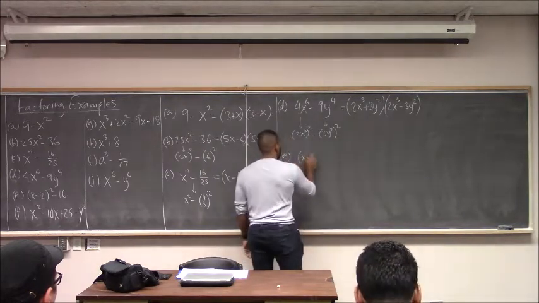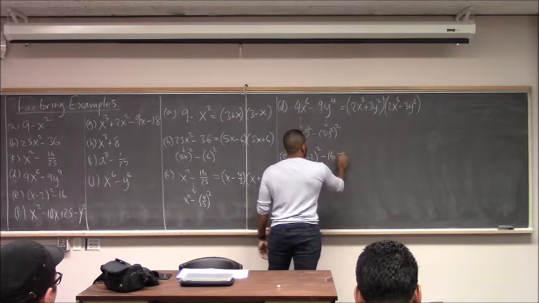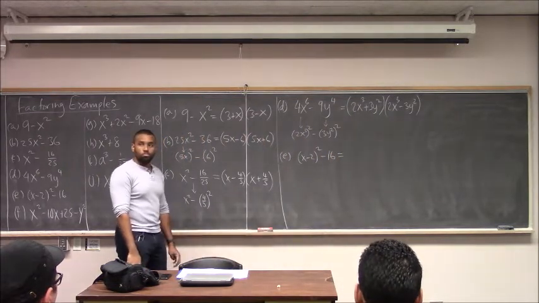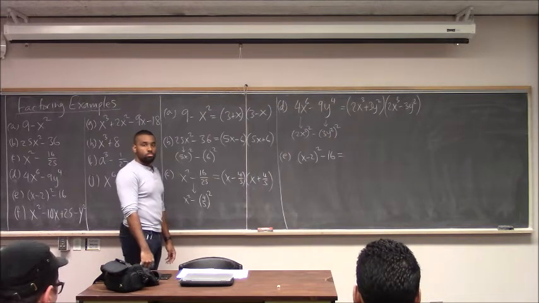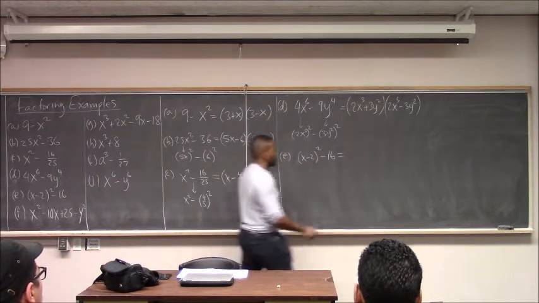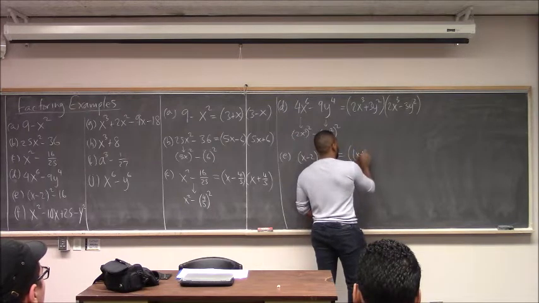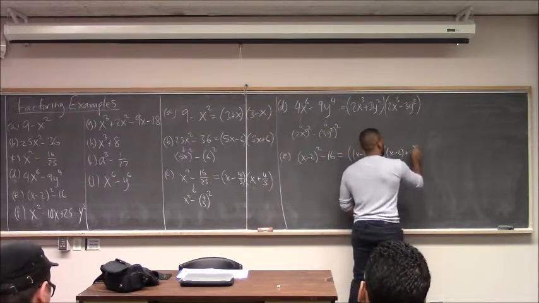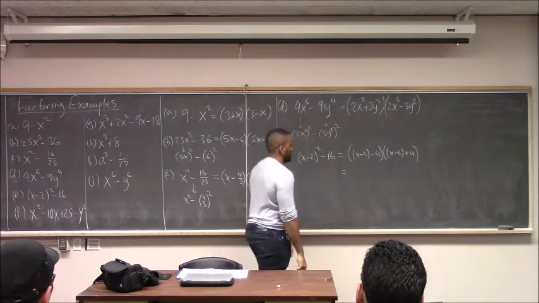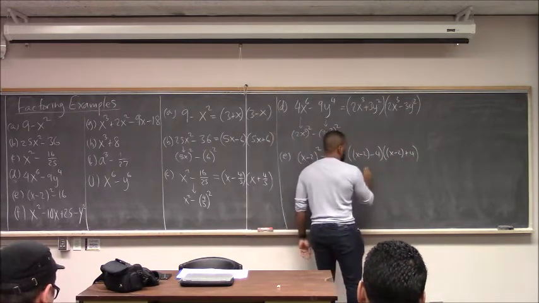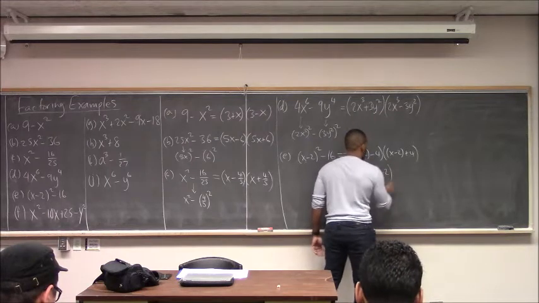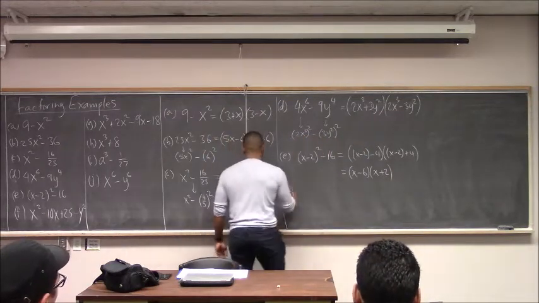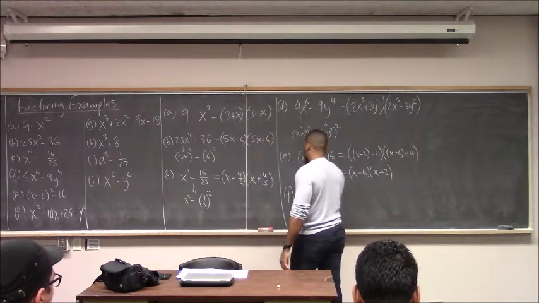Back to this one. x minus 2 minus 4, x minus 2 plus 4, which we simplify as x minus 6 and x plus 2. That is what it would factor as. What about F?